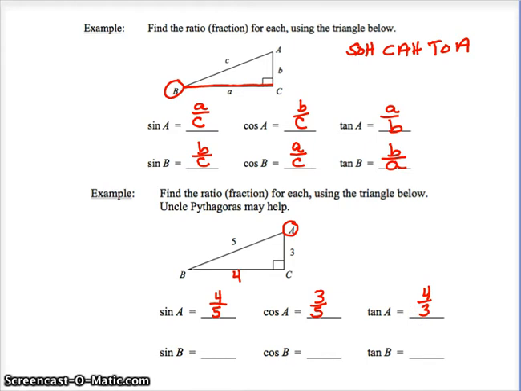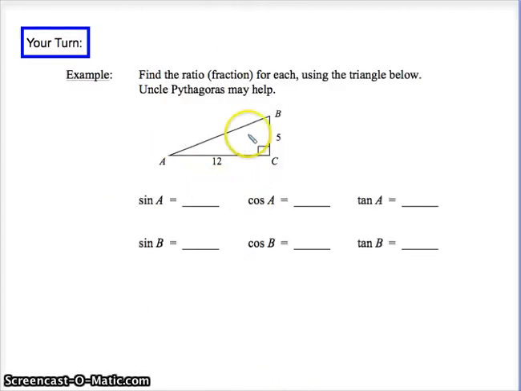Okay, let's flip it around. Let's look at angle B. From angle B, the sine is the opposite, 3, over the hypotenuse, 5. The cosine of B is the adjacent over the hypotenuse, so 4 over 5. And then the tangent of B is 3 over 4. That's the opposite over the adjacent. All right, now it's your turn. You're going to find all of the ratios for the sine, cosine, and tangent at angles A and B.